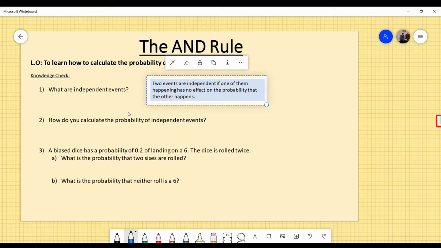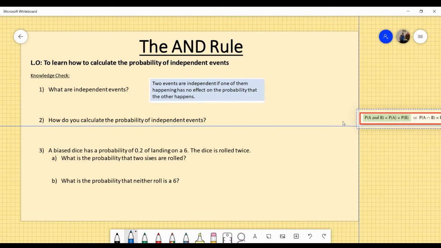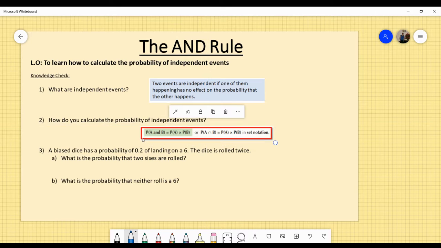Then we want to be able to calculate the probability of independent events. So to do this, we have the AND rule, which helps us. The probability of event A and B happening can be calculated by working out the probability of event A multiplied by the probability of event B. And you will see some of the notation using this little N shape. That's just another way in maths using set notation to say AND. So I'll pop that here. When you see that shape, it's the same thing as AND.